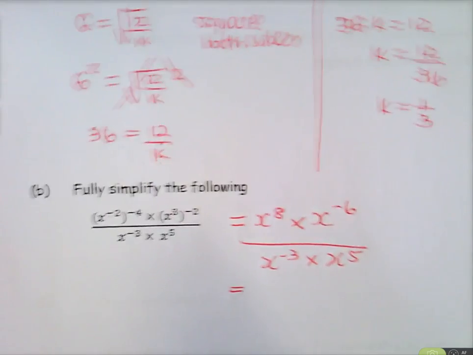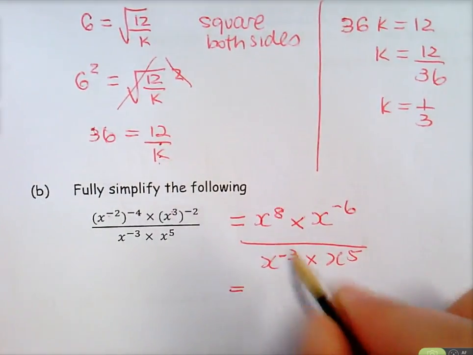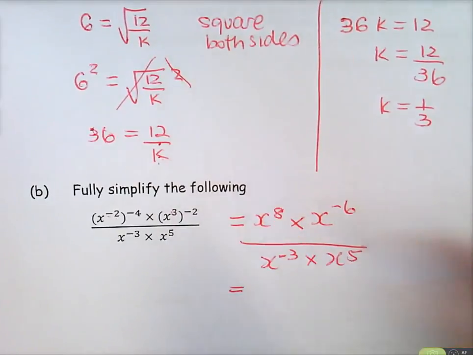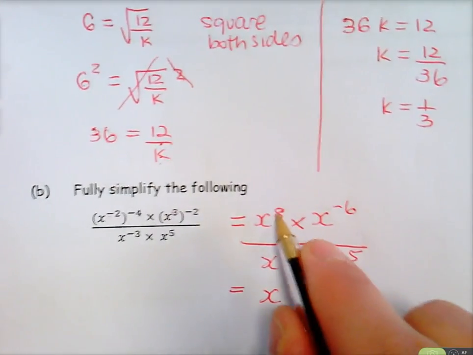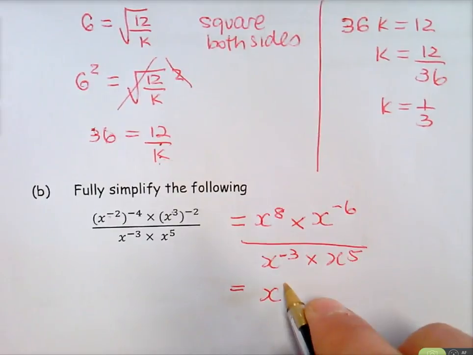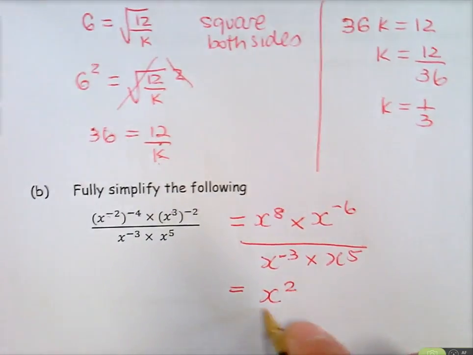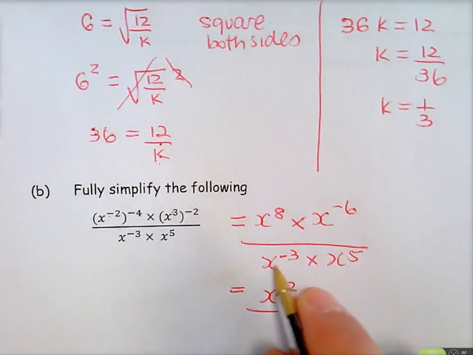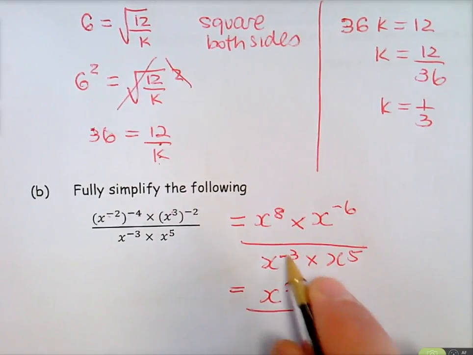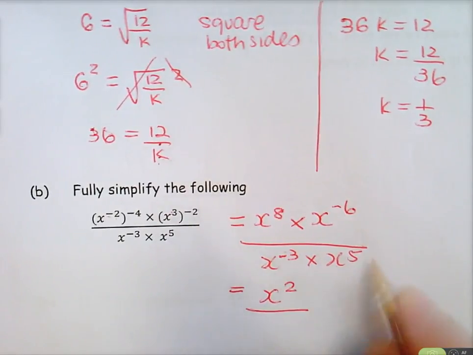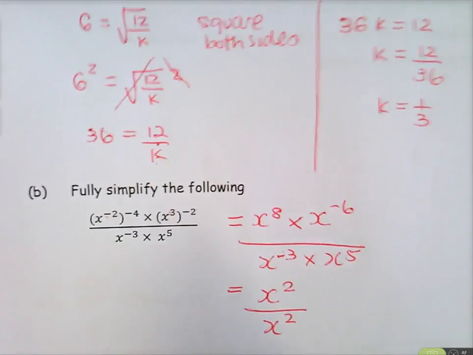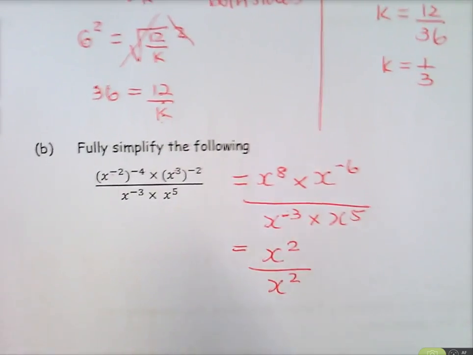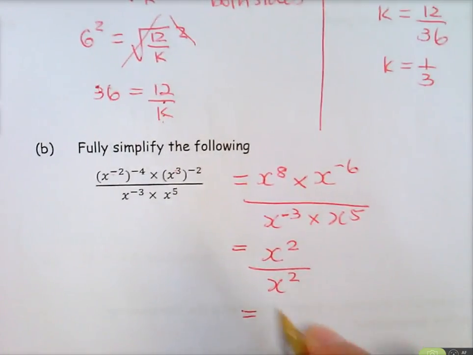Now, next index law. Bases are the same when multiplying, add the indices. What's 8 plus negative 6? It's just 8 minus 6, which is 2. Bases are the same when you're multiplying, add the indices. What's negative 3 plus 5? It's positive 2. x squared over x squared is 1.